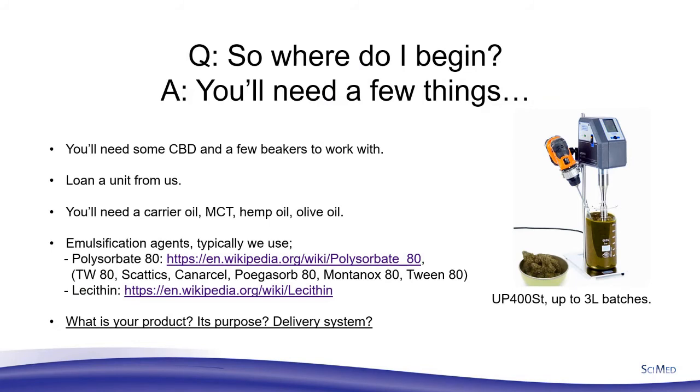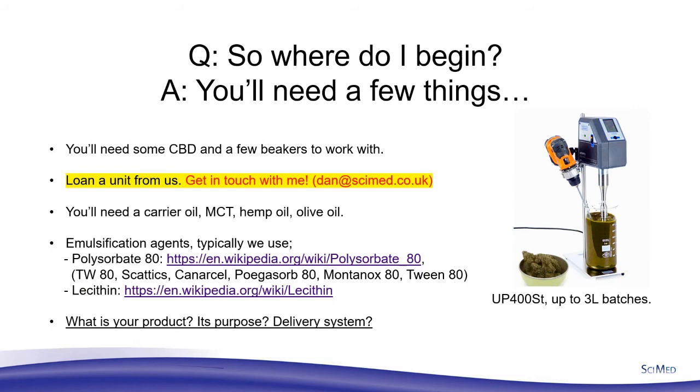So how do you do it? Well, we can help. It's really easy. We have a facility, we have a number of units. 400 watt units is typical, as seen on the right hand side here. Happy to loan it to you. Just get your CBD, however you want to work with, whether that be full spectrum oil or isolate, a few beakers to work with or plastic containers, your carrier oil, whether that be MCT, hemp, whatever it is. If you're wanting to make a water emulsion, we can help with that as well. You'll need your emulsification agents like whatever you want to use. I've used the Lecithin here, polysorbate. You can buy them from Amazon, anywhere else.